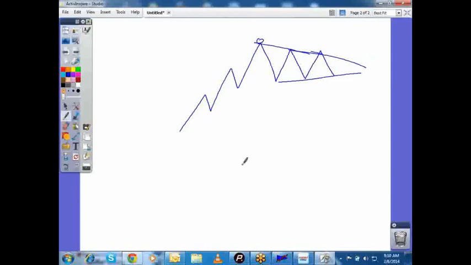Or at times, you may not have a triangle at all, but you will think that it is a triangle. If you have this much only, then you can think that this is a triangle. But you have already taken the point, this is not allowed. And it can directly break up or break down. So there is no triangle here. Okay.